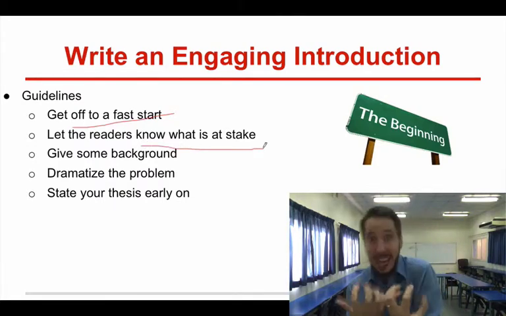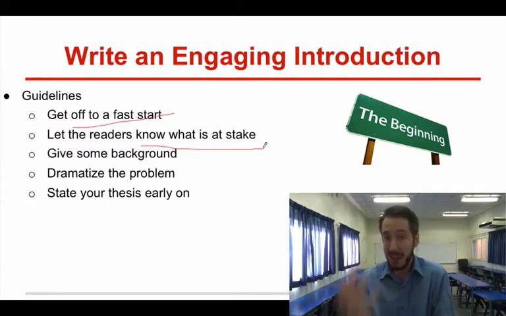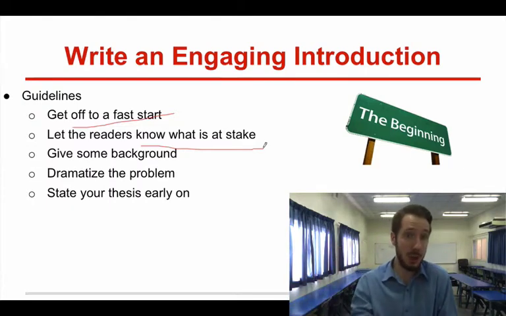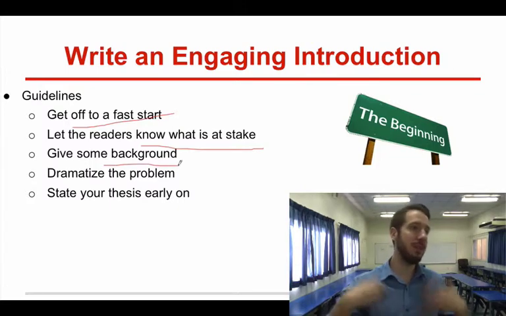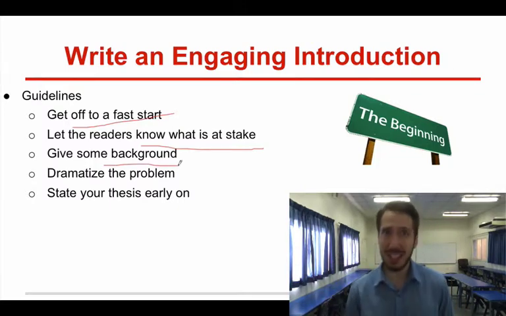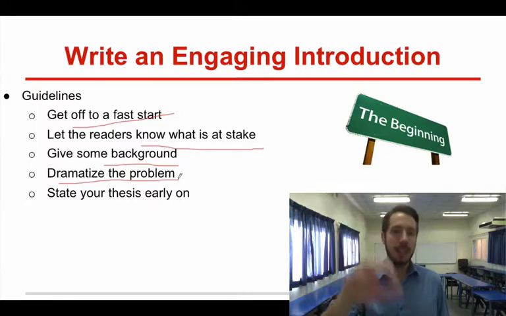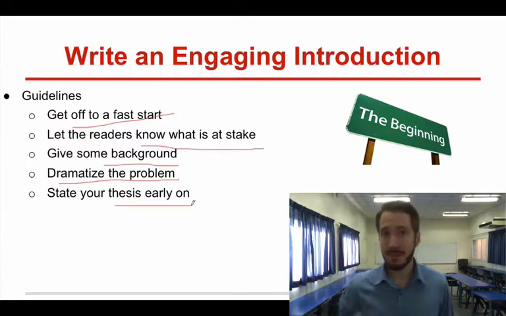Something is at stake, that if I don't read this and you don't try to convince me of this argument, then something is going to happen that might not be good. Give me some background information. If I'm a reader who knows nothing about the death penalty, then you need to tell me about why the death penalty is controversial. Dramatize the problem a little bit. Make me concerned, and state your thesis early on.